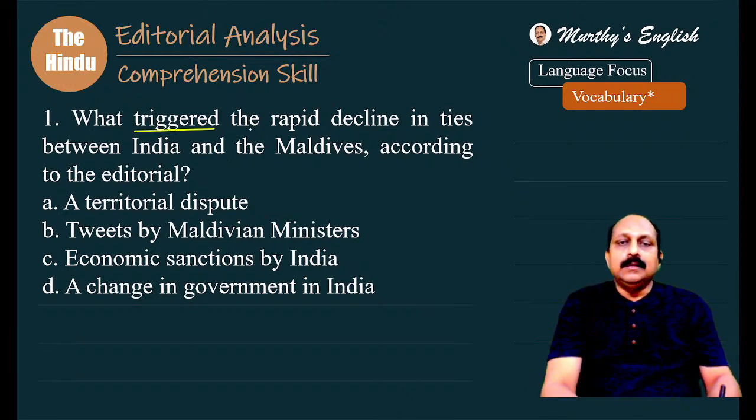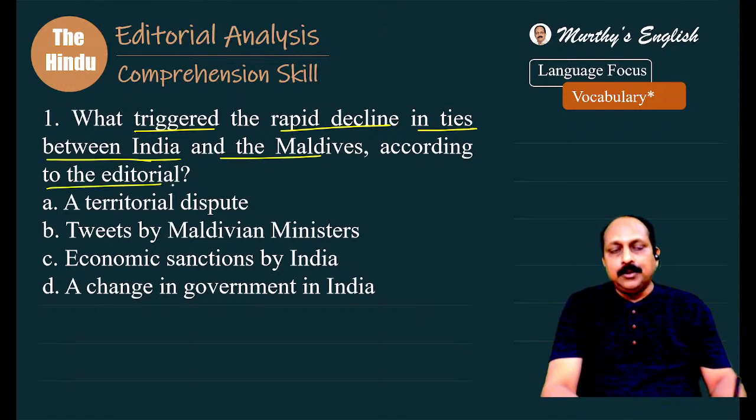What triggered the rapid decline in ties between India and the Maldives, according to the editorial? Something triggered the decline in ties between the two countries. A territorial dispute? No. Tweets by Maldivian ministers? Yes. Answer is the second option. Economic sanctions by India? A change in government in India? No.